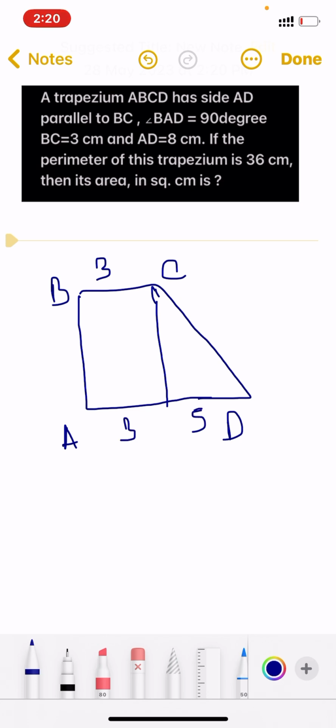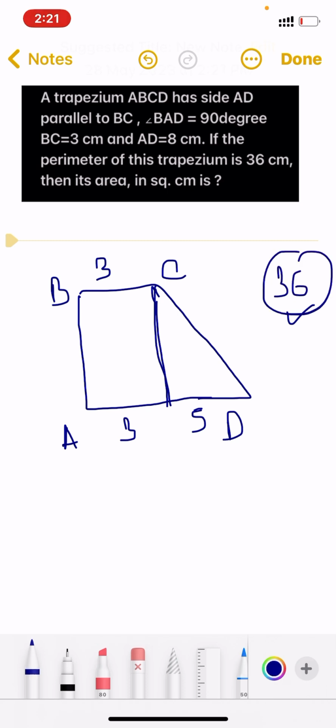If the perimeter of this trapezium is 36, then its area in square centimeter is. Since this was actually a data question, I gave the options from my end. Whenever you see a right angle trapezium, first of all think of a triplet. The perimeter is given to us as 36.